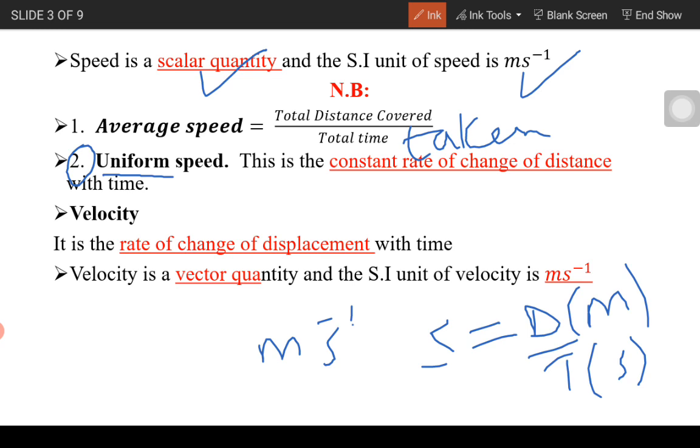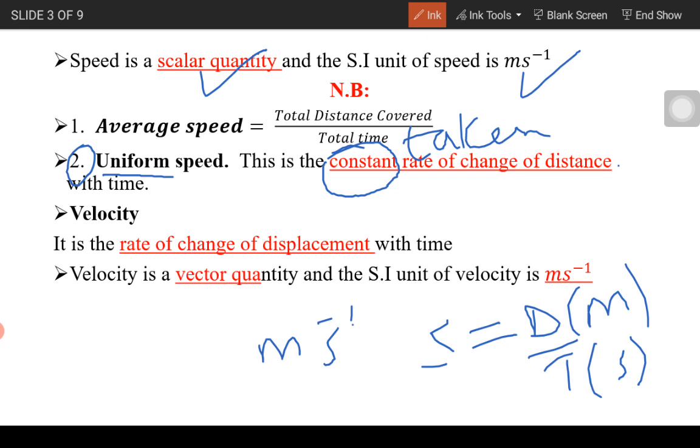So on top of the definition of speed, you are going to attach the word constant. This is very important here. That word constant is very, very important. So we define it as a constant rate of change of distance with time. You can add "with time," or you can stop there.